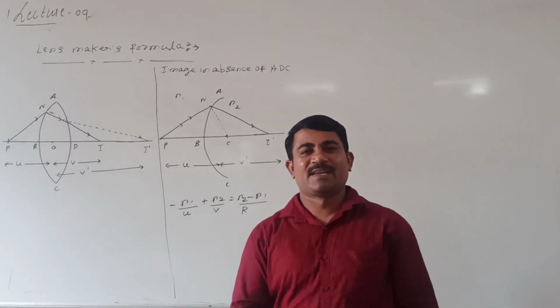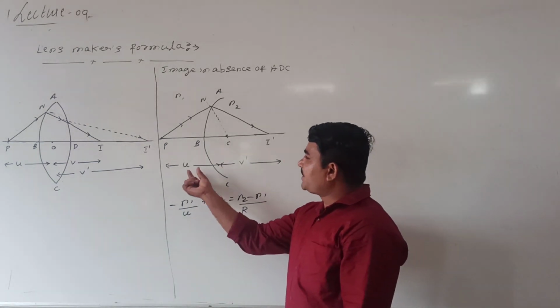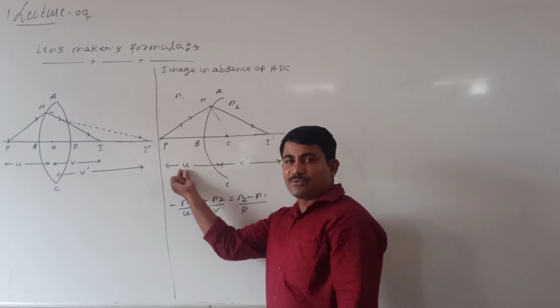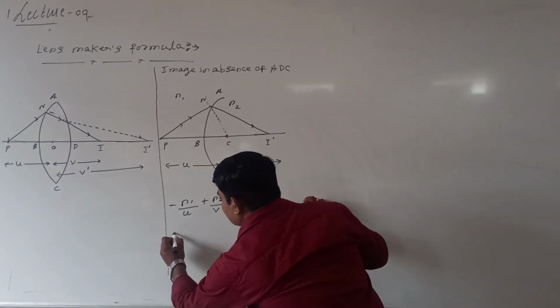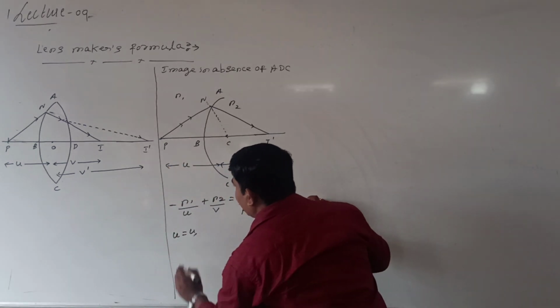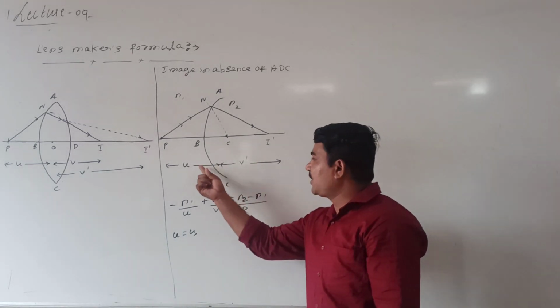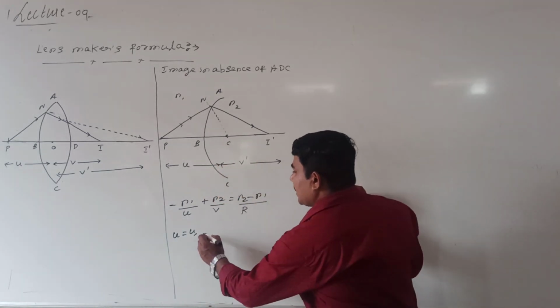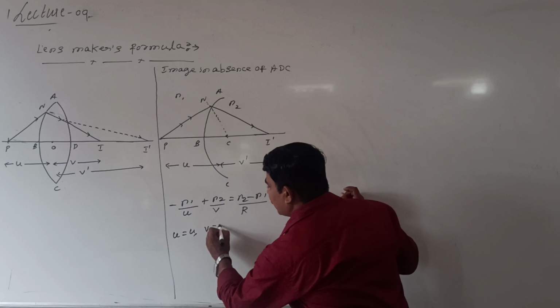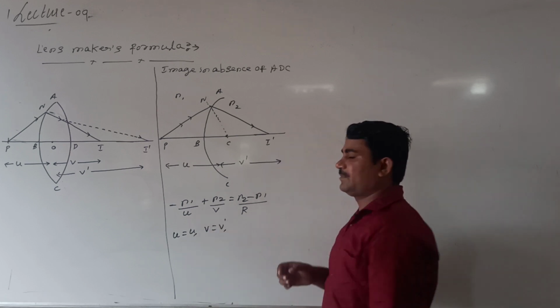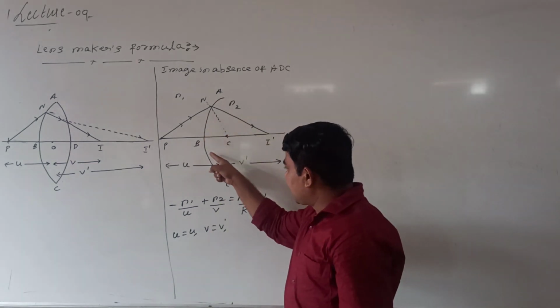Right. Then here, where is the object available? The object is available at U. So in this case, how to take it? In this case I can take U equal to U only. But where can the image appear? The image can appear at V dash. So simply I will take V equal to V dash. And this is one spherical refracting surface.